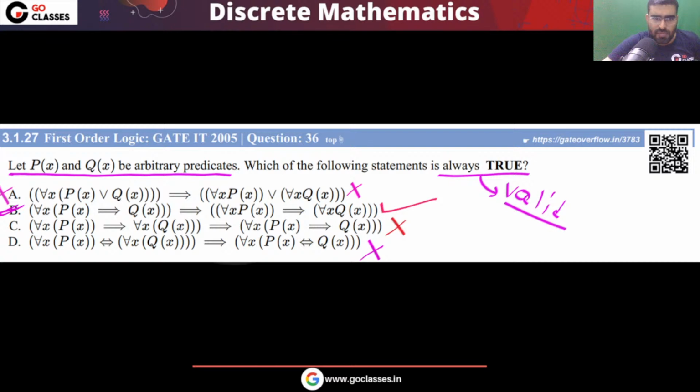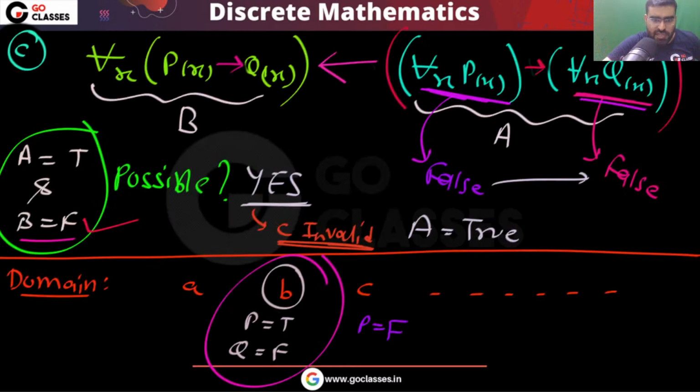Whatever questions will come, whatever operator they give you, like here you have or, here implication, here double implication, whatever operator they give you, can you handle it?